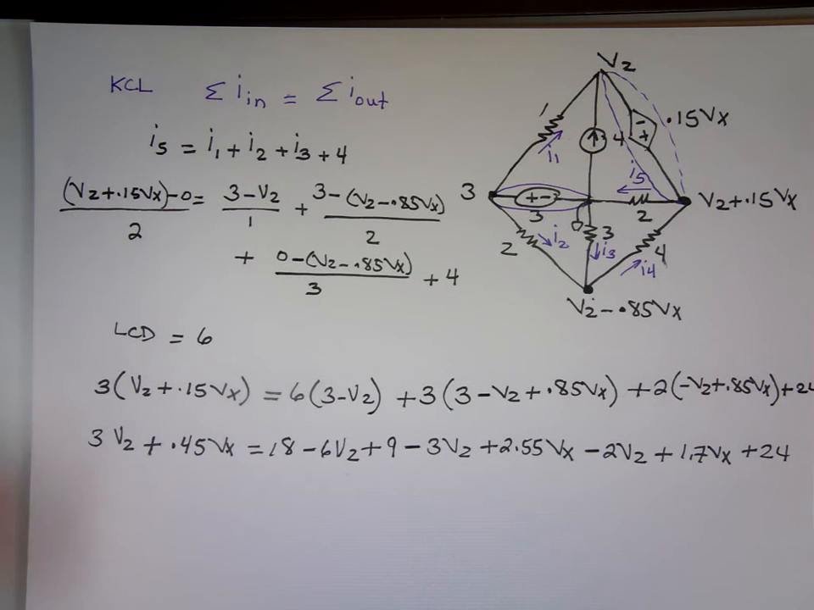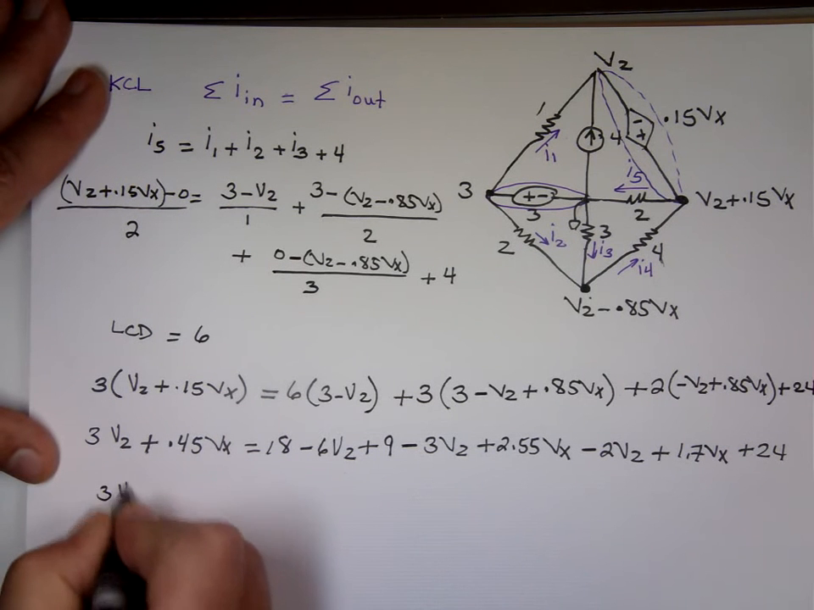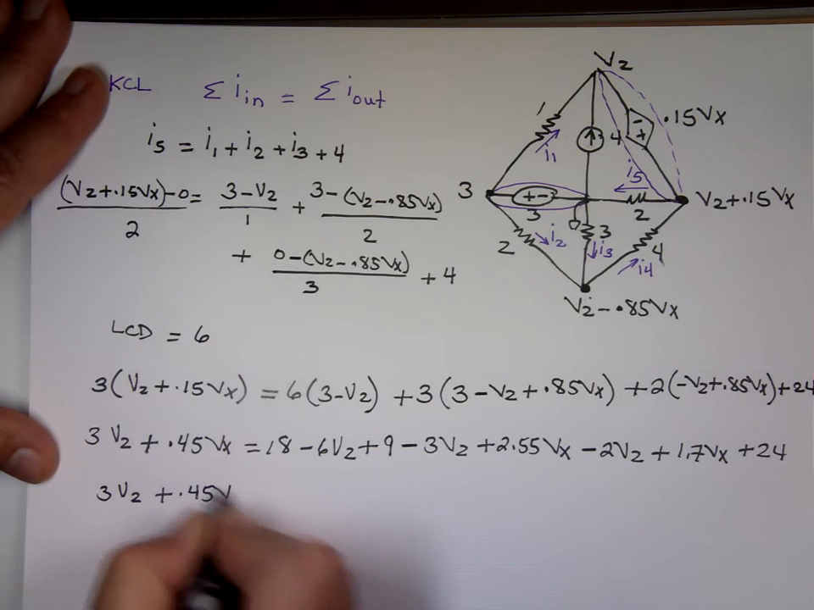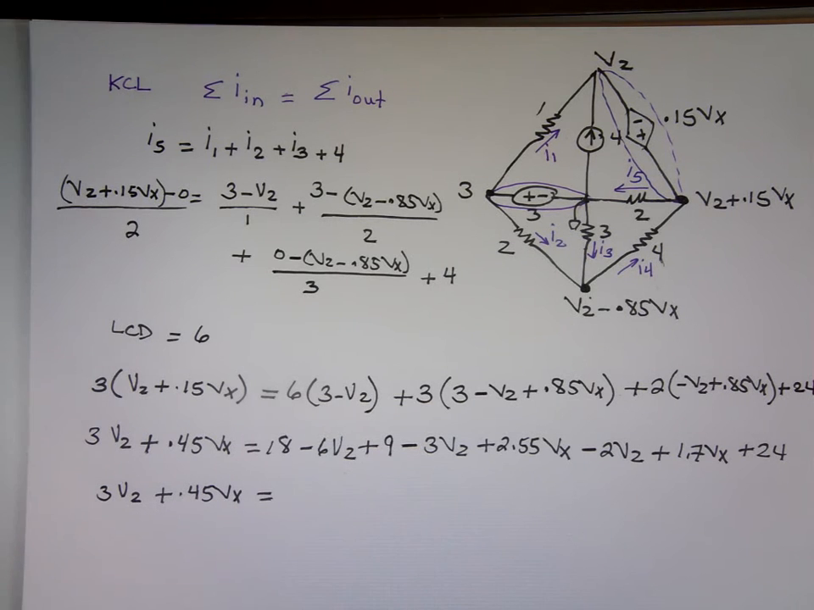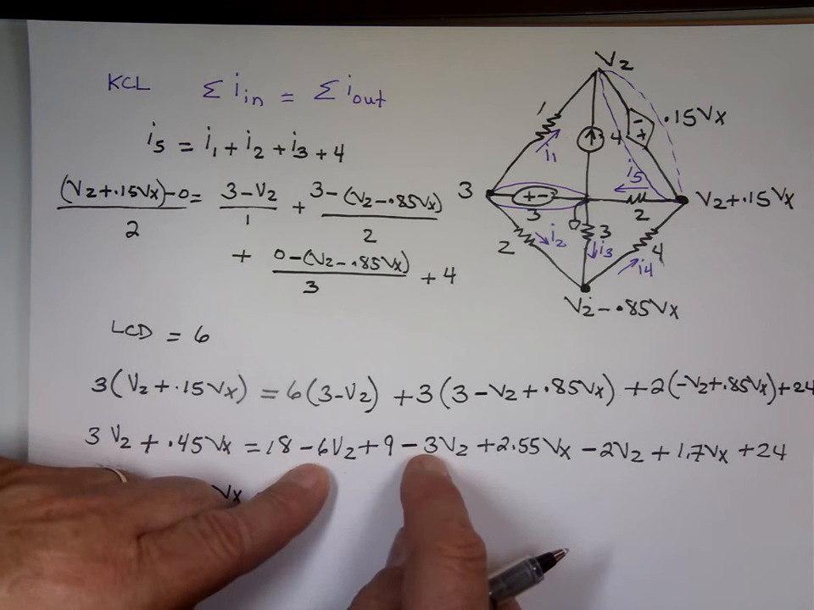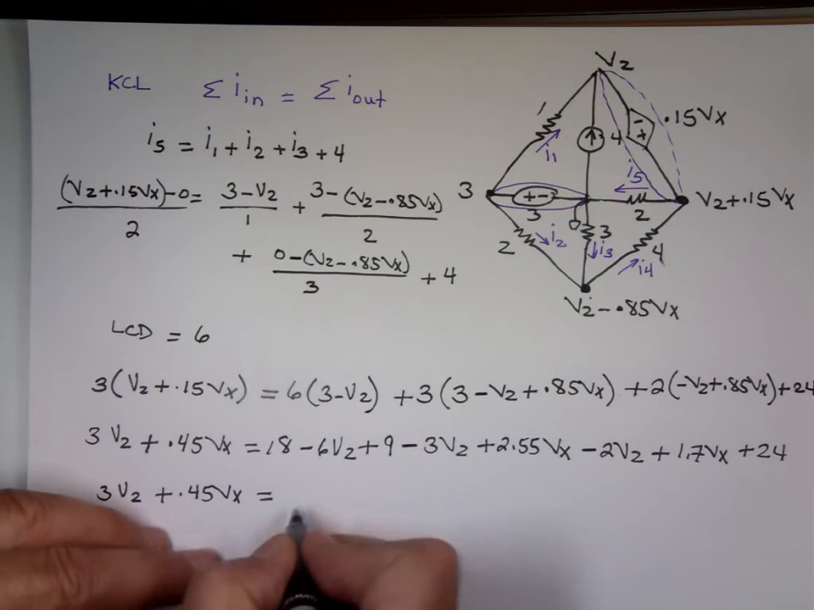Let's clean the right side. It looks like a mess on the right side. 3V2 plus 0.45 Vx equals. Let's take the V2 on this side alone. Negative 6, negative 3 is negative 9, negative 9 and negative 2 is negative 11.